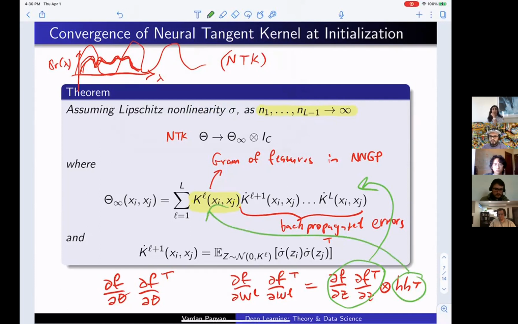It's a bit complicated, maybe, if you're not familiar with auto differentiation of fully connected layers. So I don't want to go into it. But what's important is you see the big picture. The big picture is that there is a limit of the NTK as the width goes to infinity.